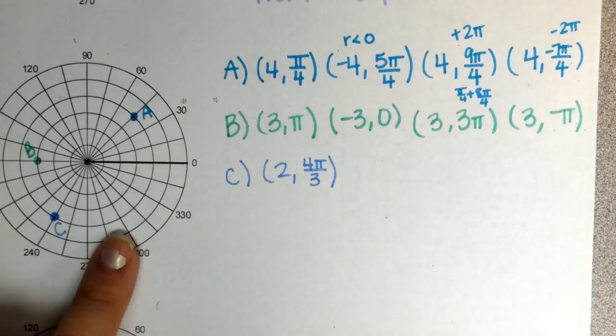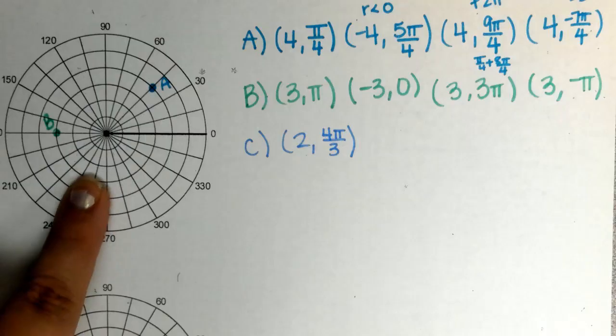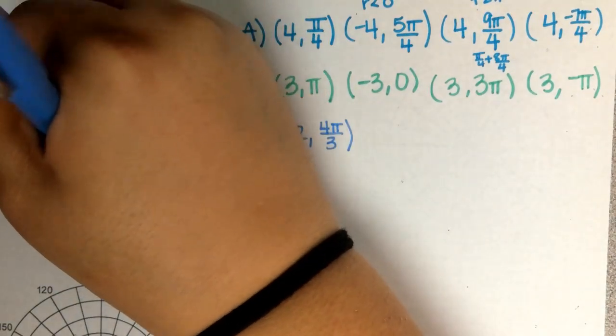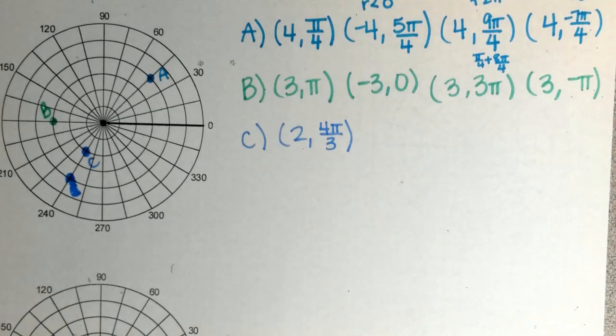All right, look up. Did you plot point C right here at 240? And did you go 4? Oh, it's 2. What am I doing? I think I'm ready for bed. That's what I'm doing. Y'all were all like, yeah.